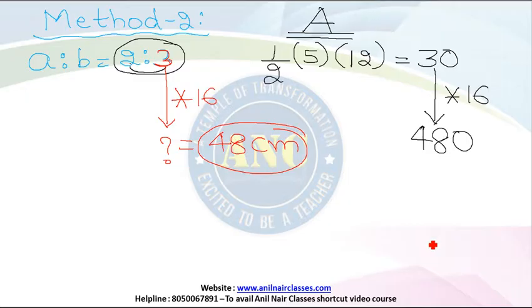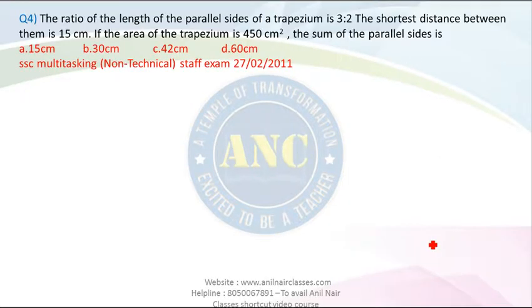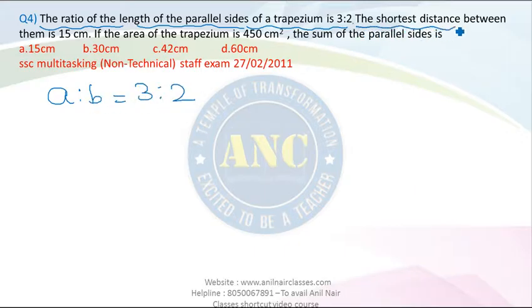Let us solve one more question of a similar type, which is again an examination question. After solving, you will be much more comfortable in understanding and solving this variety. The ratio of the lengths of the parallel sides of a trapezium is 3:2. A is to B is 3:2. Beautiful. The shortest distance between them is 15 centimeters. The height is given in the question as 15 centimeters. Excellent, sir. Read the next statement.